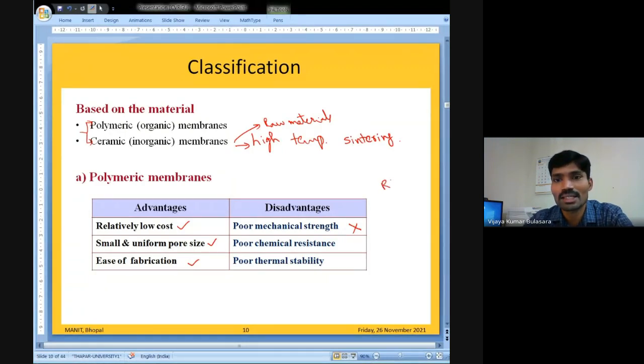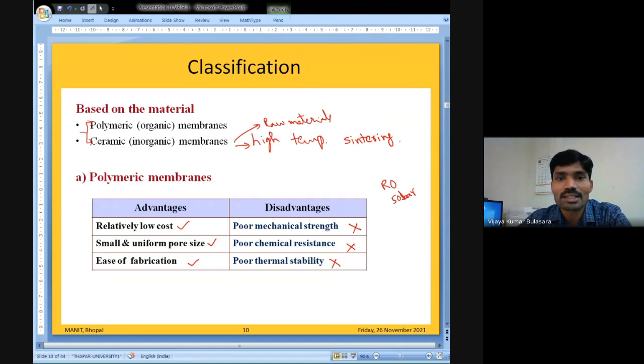That is, in the reverse osmosis process, we need to use around 5 megapascals or 50 bar. At this very high pressure, polymeric membranes cannot withstand it, and they require the use of ceramic membranes. Also, poor chemical resistance. If you are using highly acidic or corrosive solutions, then these polymeric membranes are susceptible to damage. And poor thermal stability.